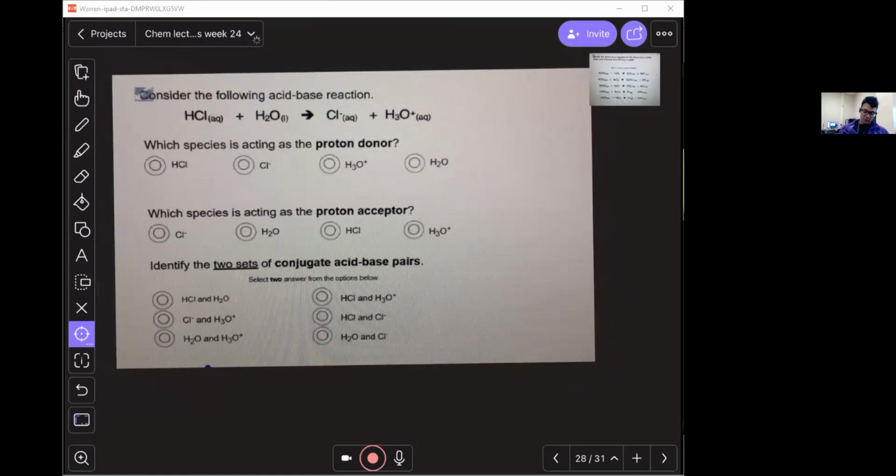Okay. So what is going to be the proton acceptor or the proton giver? Send me in chat. Which one is going to be giving up the proton? Send it to me in chat. Yes. Very good. That's right. Very good. Okay.